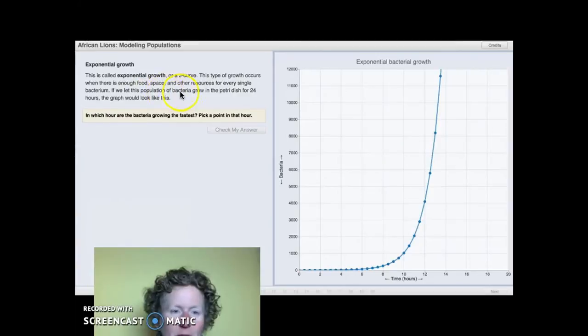If we let this population of bacteria grow in the petri dish for 24 hours, the graph is going to look like this. So it starts out slow, and then it gets a little bit more, and then it just goes crazy. This is why you can get so sick from bacteria so quickly if they get really happy in your body. In which hour are the bacteria growing the fastest? If you're following along and doing this on your own, you actually have to click on the point to pick that point.